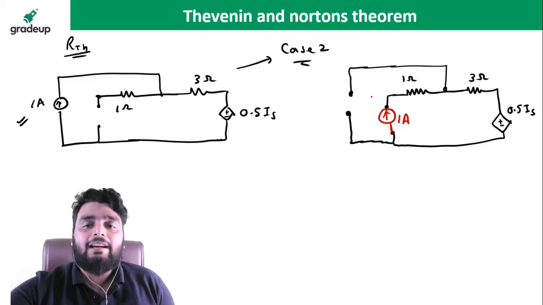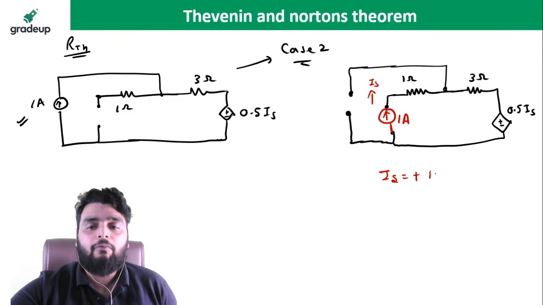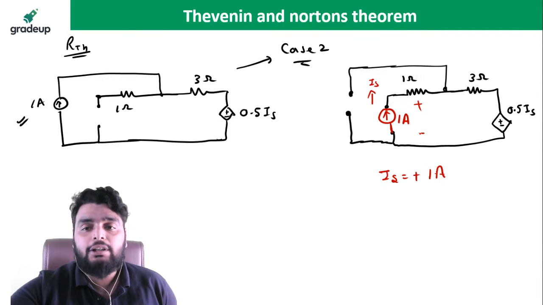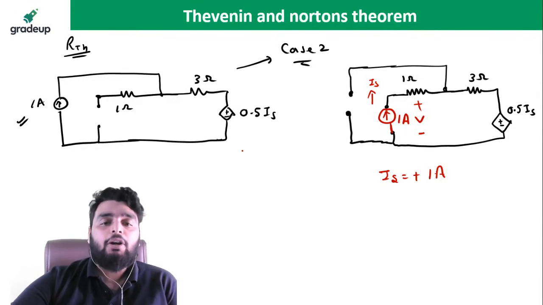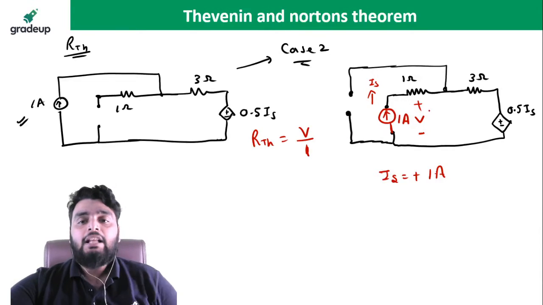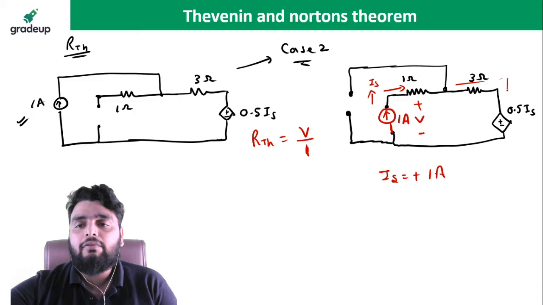When you apply a current source, it is IS here. So IS becomes 1 ampere. What do I need to find out? I need to find out the voltage across this. Why? Because RTH will be the voltage across the current source divided by the magnitude of the current. Now see, this IS will go there and the same IS will go there.